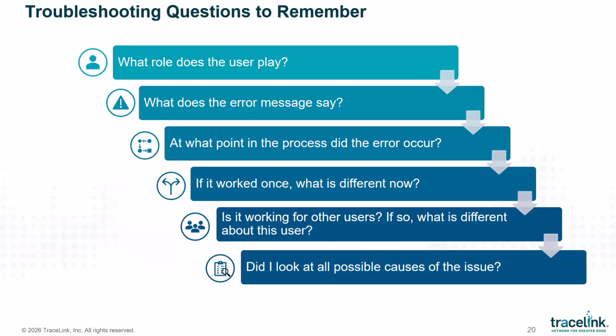If the issue worked previously, identify what's different now. Think of recent changes such as role updates, app enablement, or network configuration changes. Check whether the same action works for other users. If it does, compare roles, permissions, and network access between users. Finally, pause and ask yourself if you have considered all possible causes before acting. This moment of reflection prevents unnecessary changes and repeat incidents.